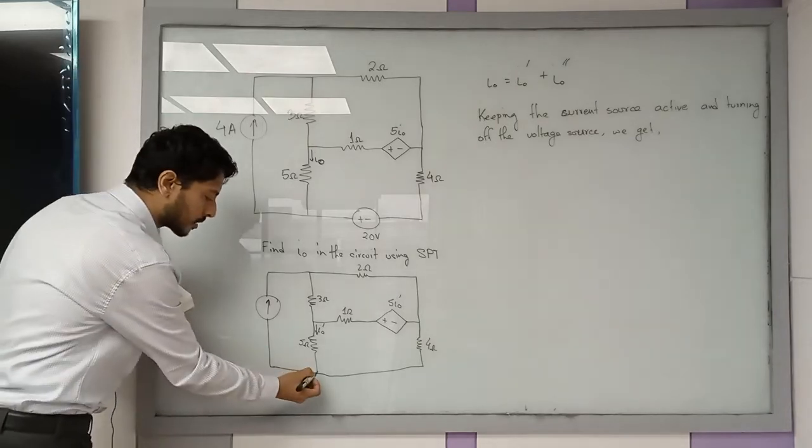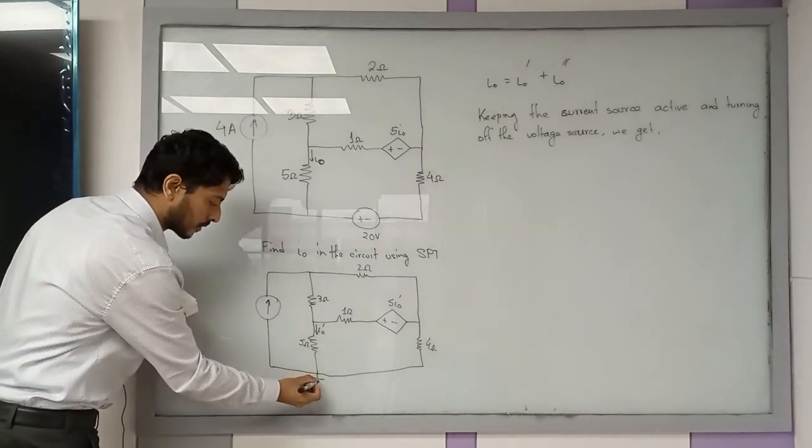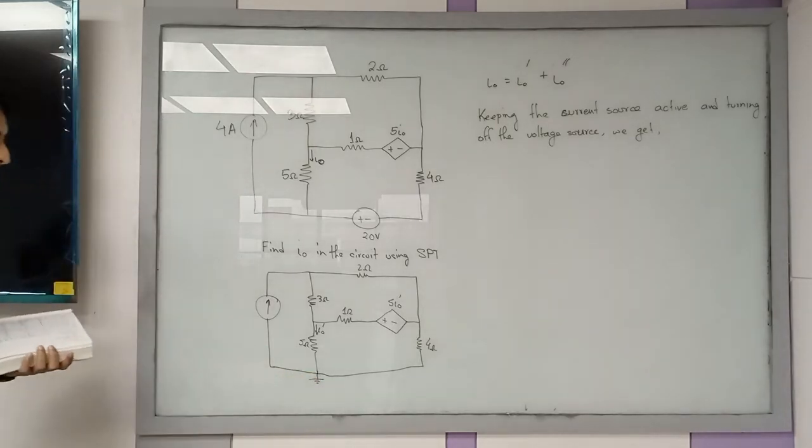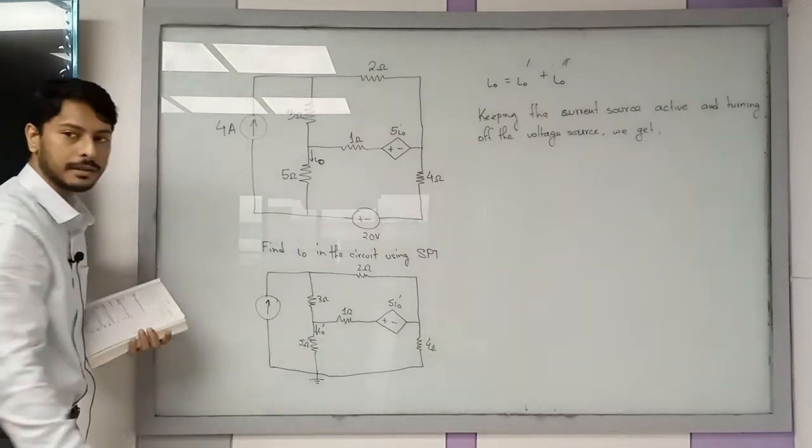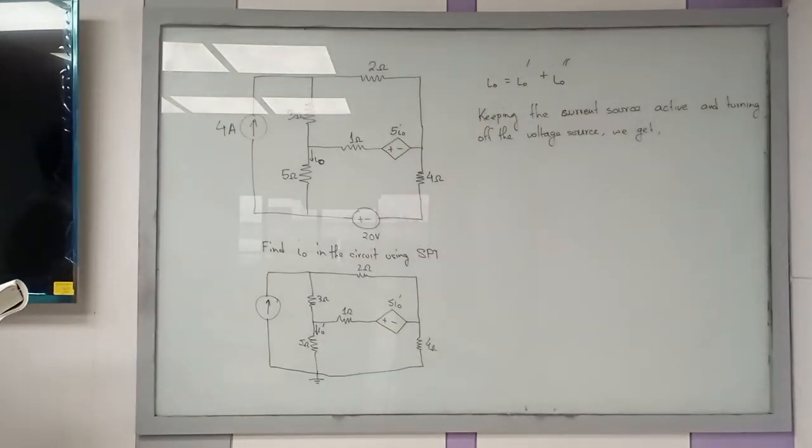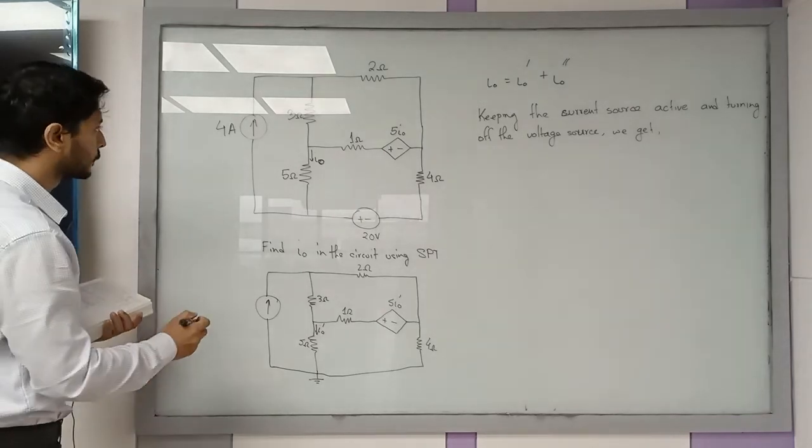So this will be your circuit. So you can find this I naught prime using the methods of analysis we have done in chapter 3, mesh analysis or nodal analysis. You can apply any circuit analysis to solve and to find I naught prime. Okay? So let's see.